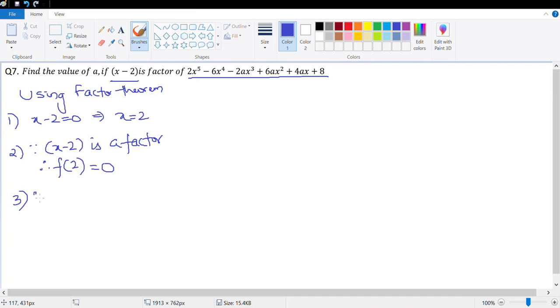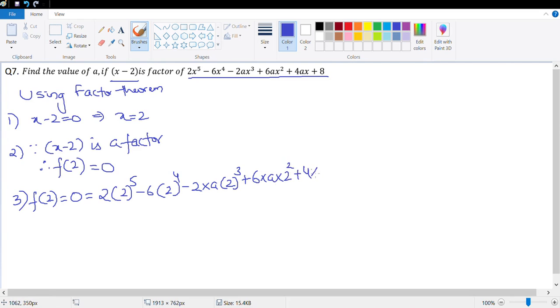Let's find the value. So f of 2, which is equal to 0, would be 2 multiplied with 2 to the power 5 minus 6 multiplied with 2 to the power 4 minus 2 multiplied with a multiplied with 2 to the power 3 plus 6 multiplied with a multiplied with 2 to the power 2 plus 4 into a into 2 plus 8. Quite a few terms.